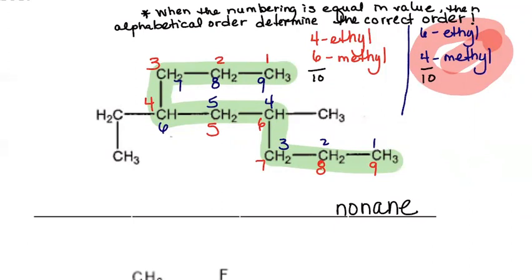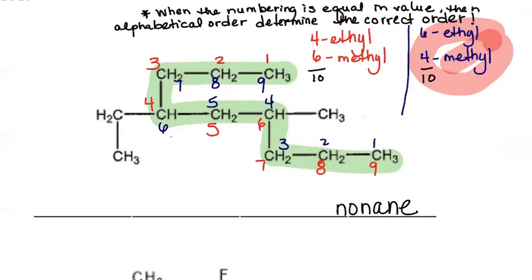Sometimes I find that students make their own rules, but you said alphabetical order. No, I said alphabetical order when we do the numbering and they give you the same number for your substituents. That's the only time that alphabetical order wins. Other than that, we always go by numbering the parent chain closest to the first substituent. That is always the rule. Alphabetical order is just to distinguish these two.